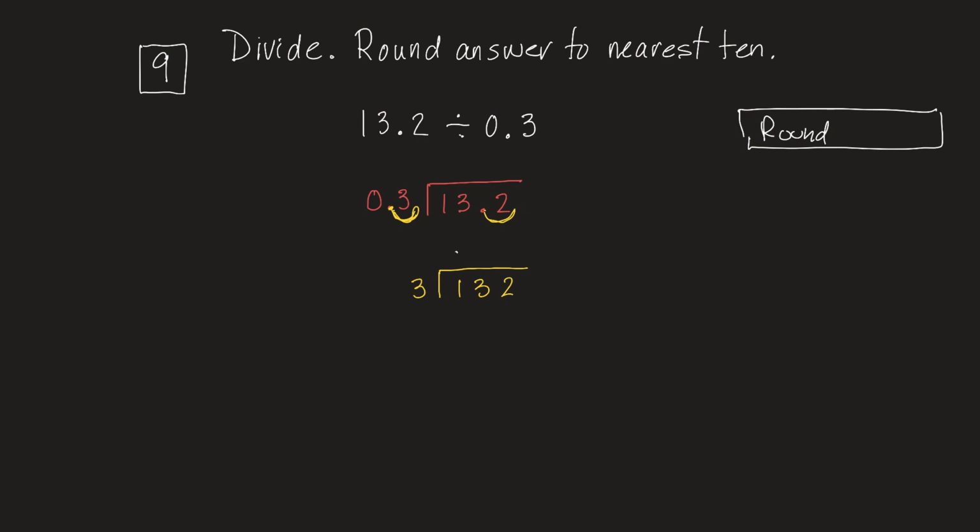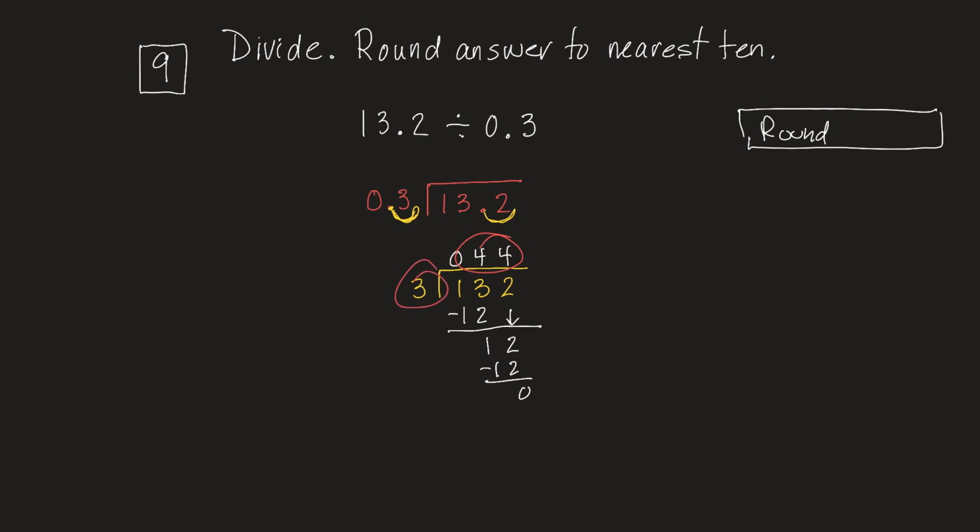3 into 1 is 0. 3 into 13 is 4. That's 12. Subtract, put your answer down. 1, 2. 3 into 12 is 4. 12, 0. Let's check our work.